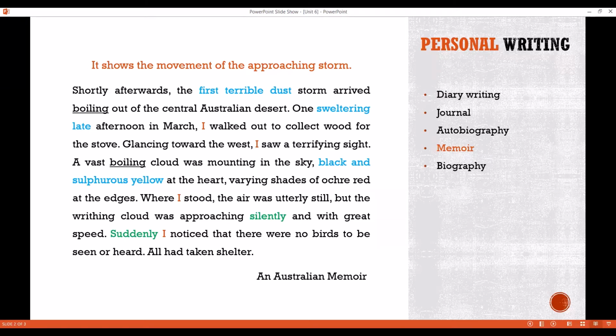In between there is memoir. Memoir is similar to autobiography. Autobiography means I am writing about my life. If I'm writing about the whole, it's autobiography. If I'm writing every period of my life, it's autobiography. Memoir is a collection of memories.